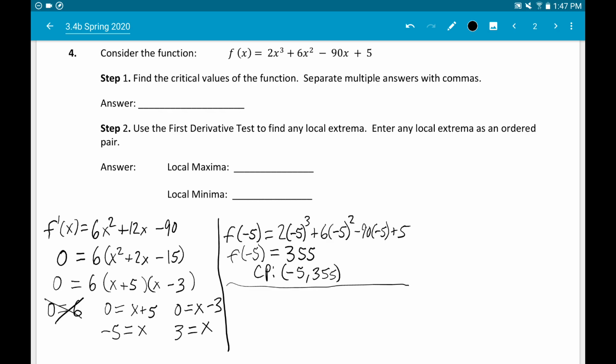We've got to do the same thing with the other x value. Plug in 3 into the original and get a y value for it. So 2 times 3 cubed plus 6 times 3 squared minus 90 times 3 plus 5. Alright, so that's negative 157. So our critical point is 3, comma, negative 157.